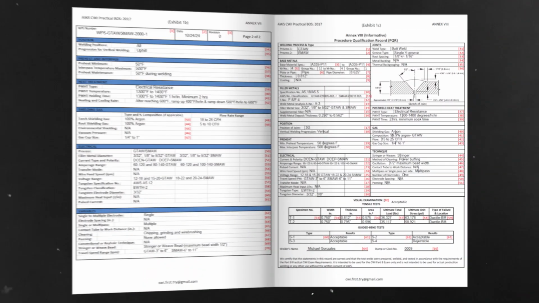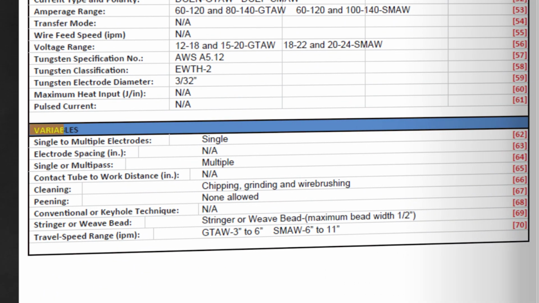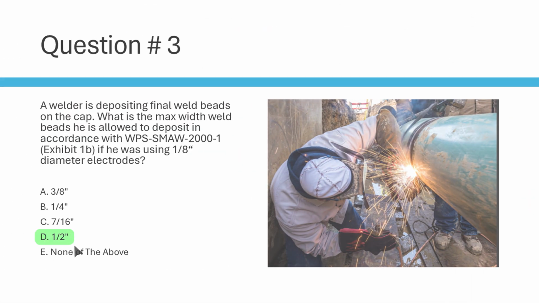Now let's pull up the WPS and look under the variables section and see what it states there. So under the stringer or weave bead, it states that the max bead width is 1/2 inch. So it looks like we got our answer. The correct answer is D.